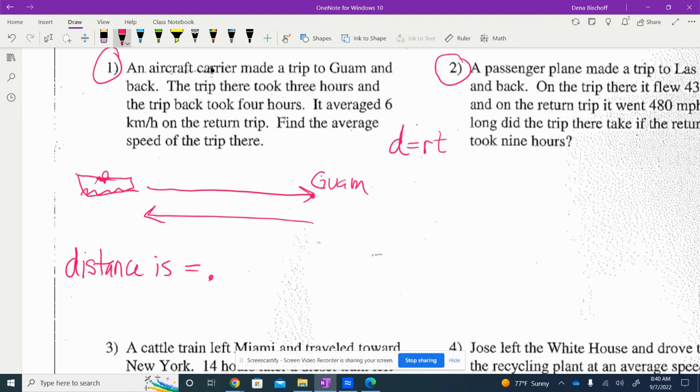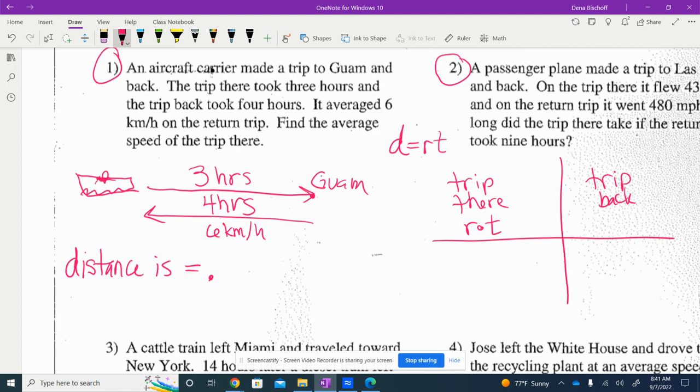So the trip there took 3 hours, and the trip back took 4 hours. It averaged 6 kilometers per hour, 6 km/h, on the return trip. We can set up a table, but I'm just going to say the trip there and then the trip back. So what is the rate multiplied by the time for the trip there? And what is the rate multiplied by the time for the trip back?